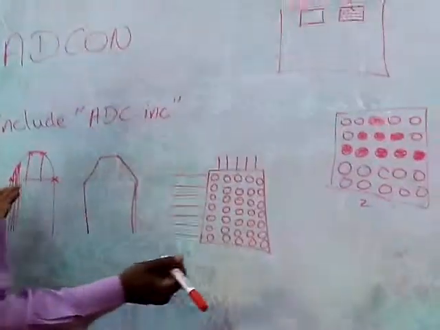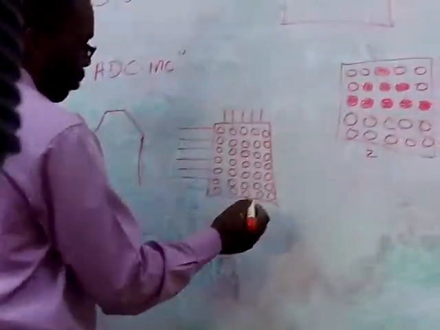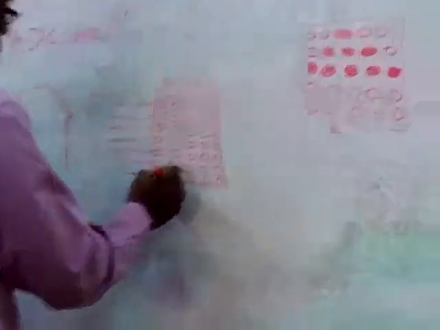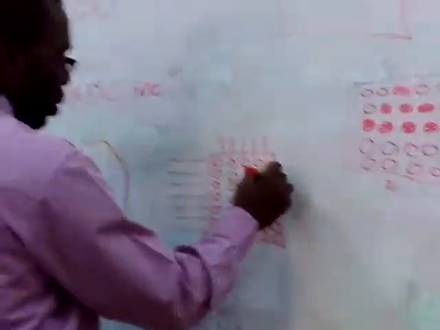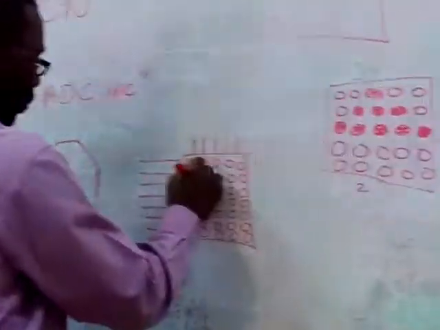E, for example, on this thing, right? What is E? E. I think that's E.